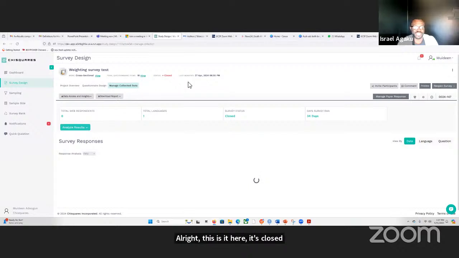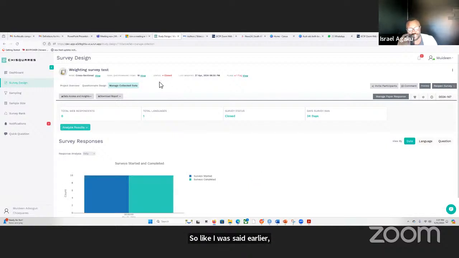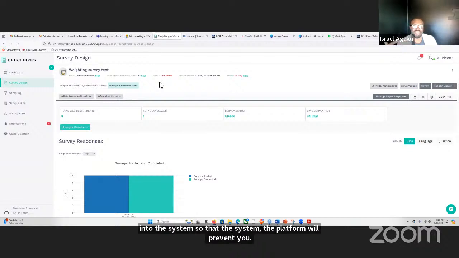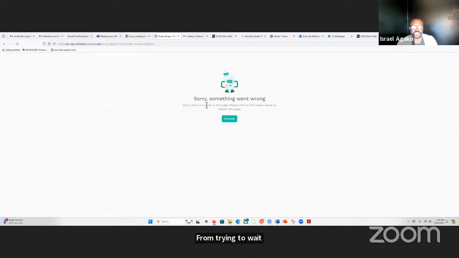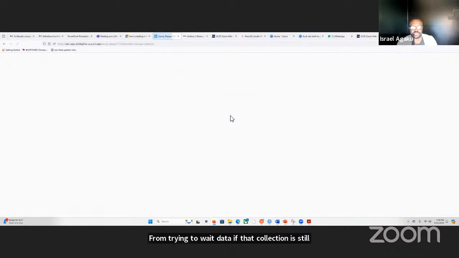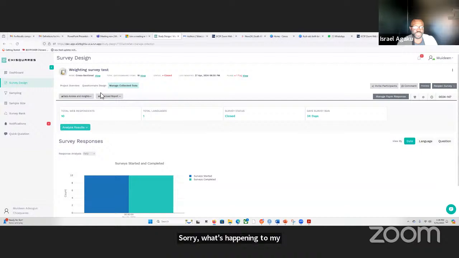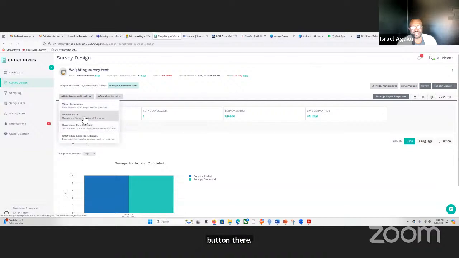So I have this data set. This is just a mock example. But if you've collected data, this is the exact same process you would go through. So like I was saying earlier, there are validations built into the system so that the platform will prevent you from trying to weigh data if data collection is still ongoing. So you come here under data access and insights, that button there, and you see there's a button that says weight data.